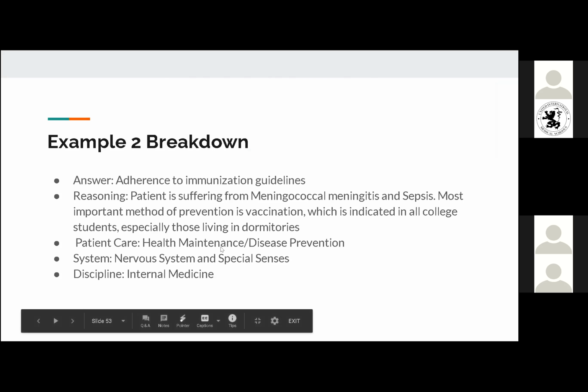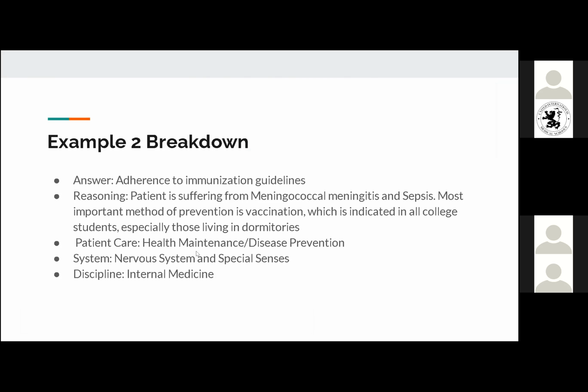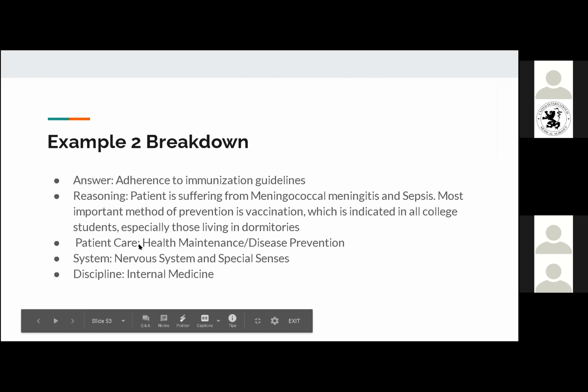So this is testing you on health maintenance and disease prevention. So your ability to know how to prevent diseases with vaccinations mostly. System is neurology, nervous system, and special senses, and discipline again is internal medicine.